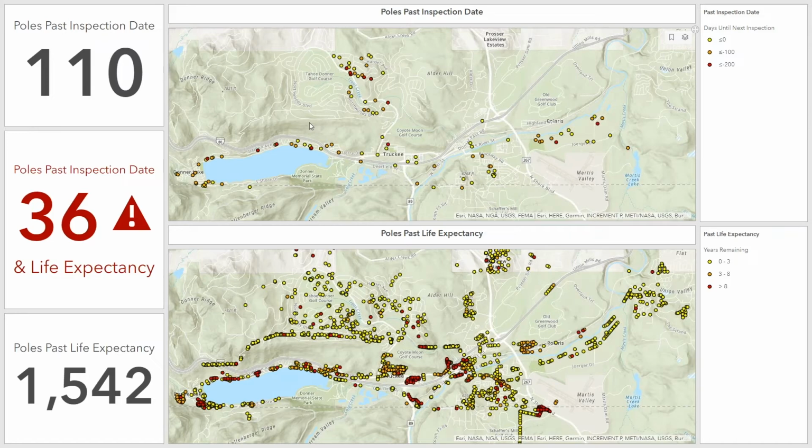And in a similar light, we took all the poles in the bottom map to only show those that are past their expected lifespan. And then of course on our left-hand panel, we can begin to report on that asset information. So I can see how many poles are past their inspection date. And on the bottom left, I can see how many poles total have surpassed their lifespan that we expect. And then in the middle there, we get that number: out of the 8,300 wood poles, we can identify those 36 that have surpassed their inspection date and their life expectancy.